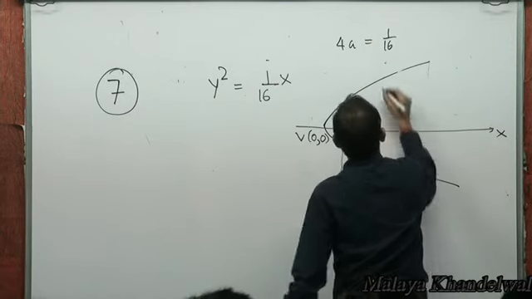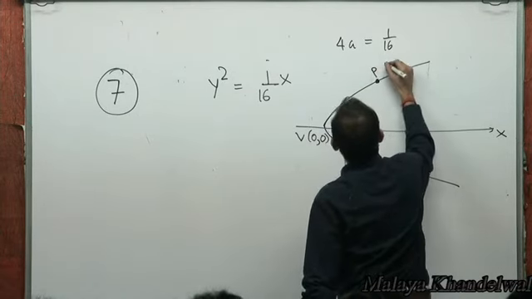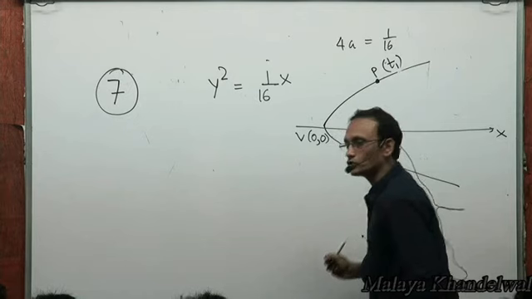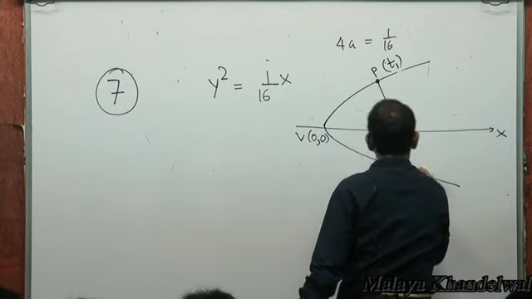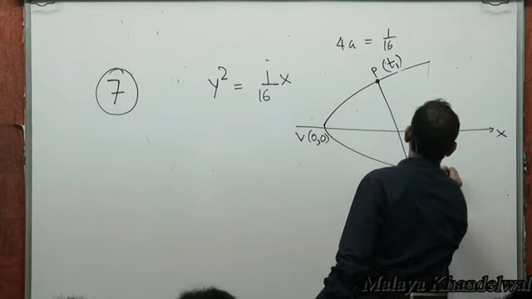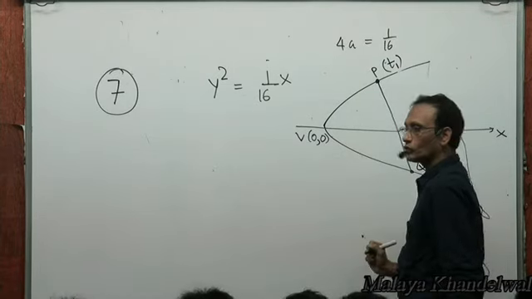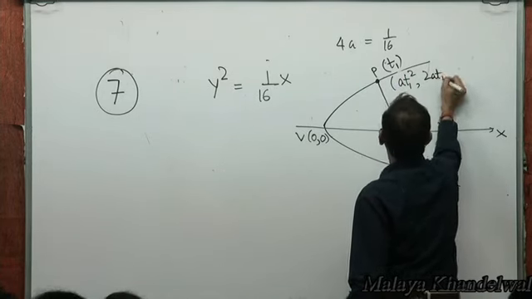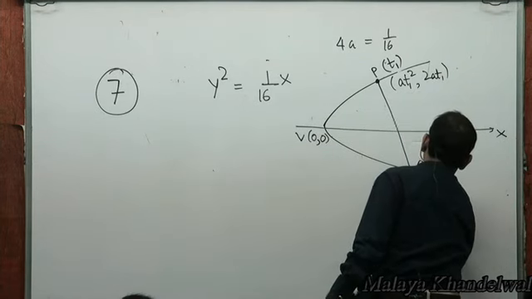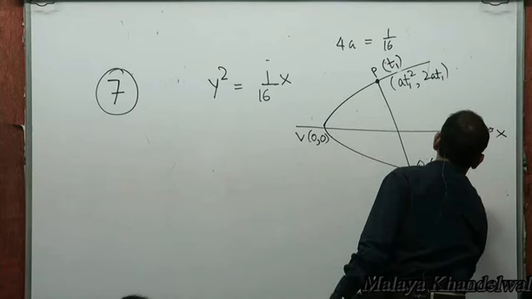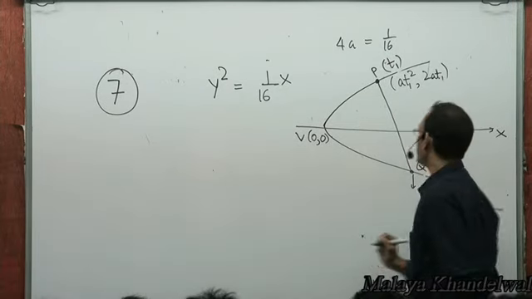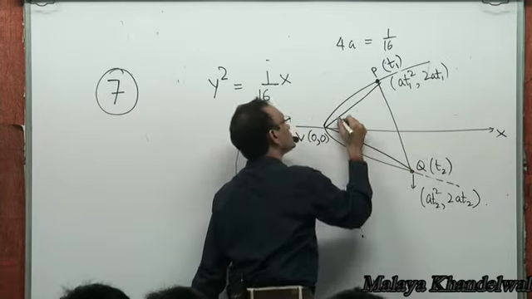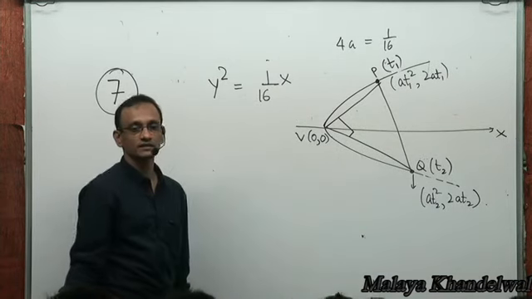Now, at a point P, which is some t equal to t1, a normal is drawn. That normal has the other end t equal to t2. P has coordinates a t1 squared comma 2a t1. Q has coordinates a t2 squared comma 2a t2, the coordinates of Q. And it's given that this is 90 degrees. It's given.